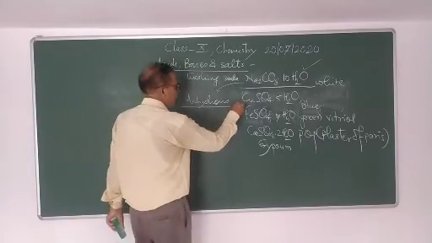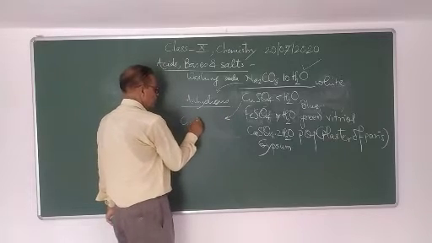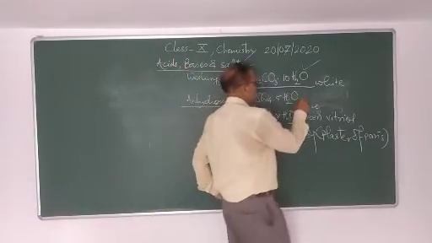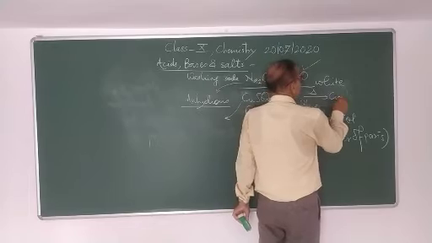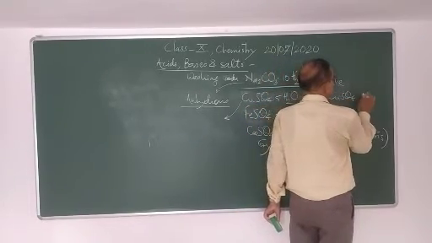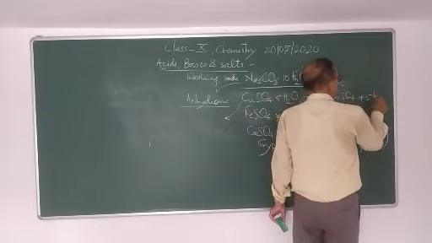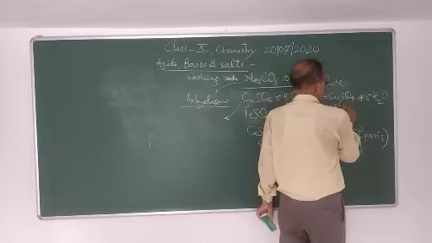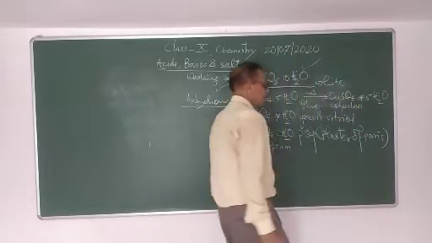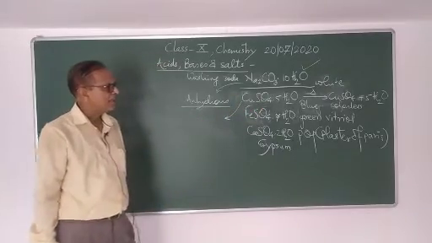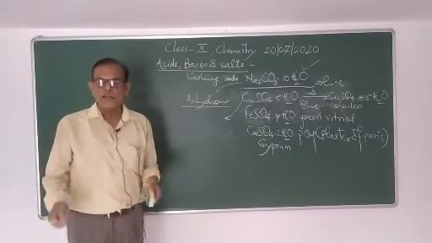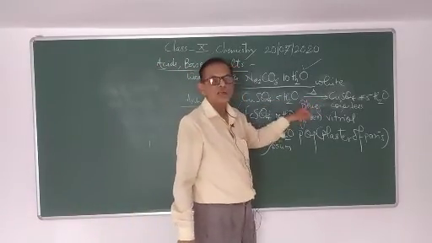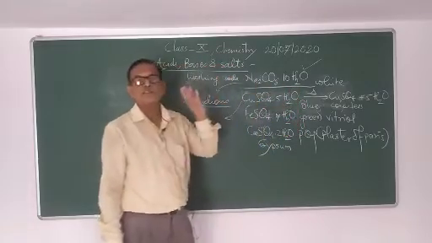Then copper sulfate, again copper sulfate gives CuSO4 only. So we can write that CuSO4·5H2O on heating gives CuSO4 plus 5H2O. And here CuSO4 is colorless. Now for example, if you take the colorless copper sulfate and if you add 2-3 drops of water, then again it achieves the blue color. So color is due to the water of crystallization.